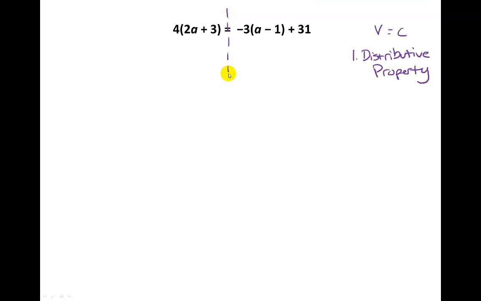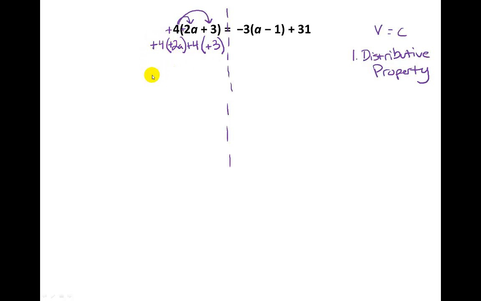So to start off, I'm going to separate my equation into the left side and the right side. This equal sign is going to travel down along this line, so I make sure to keep everything on the left side, and I keep everything on the right side, on the right side. So we have a positive 4, and it's being distributed or shared with a positive 2a and with a positive 3. So I can show that as positive 4 times positive 2a and a positive 4 times a positive 3.